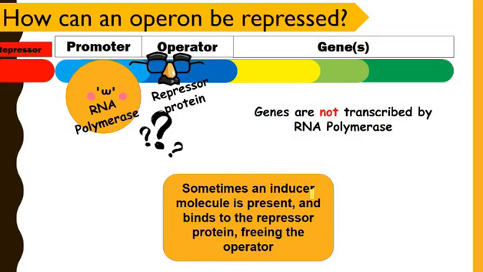This inducer molecule, if it's present, binds to the repressor protein, changing its shape, forcing it to disassociate from the operator region so that the RNA polymerase can go through and actually transcribe the genes. In any given cell in your body, any genes that are not needed will have some kind of repressor protein in the operator region, whereas the genes that need to be transcribed will not have this repressor protein, so that RNA polymerase can go through and transcribe.